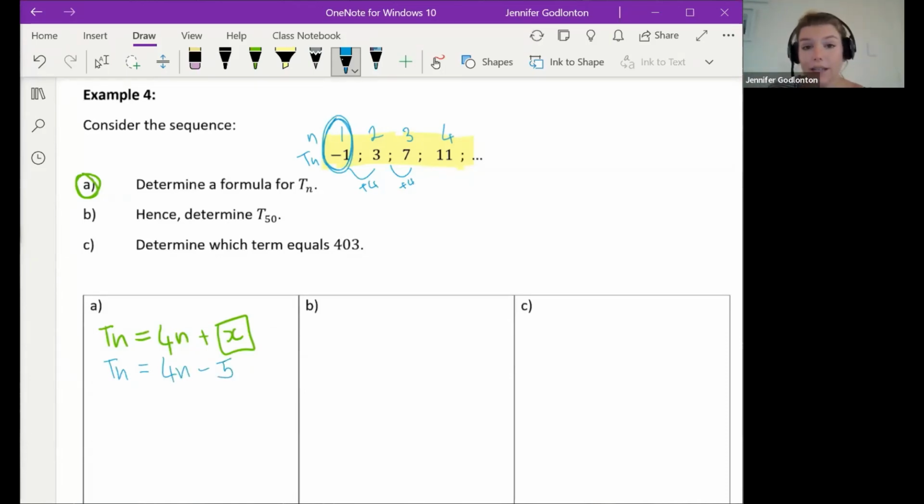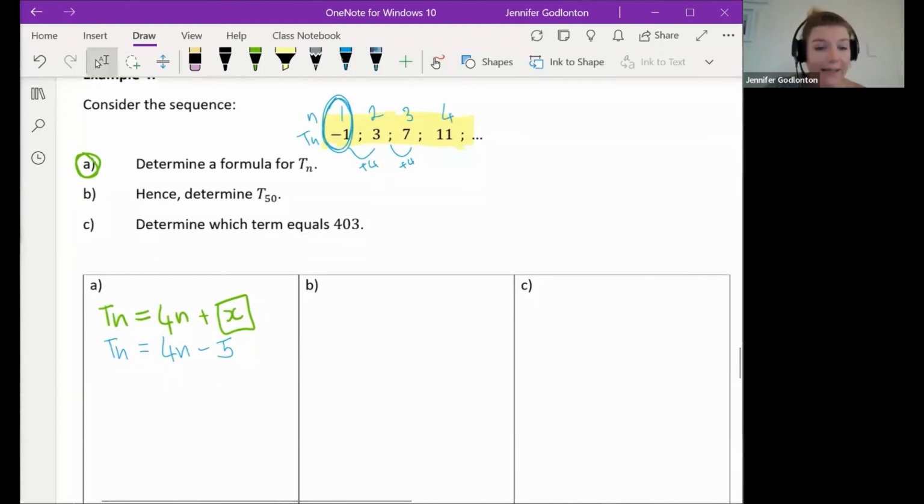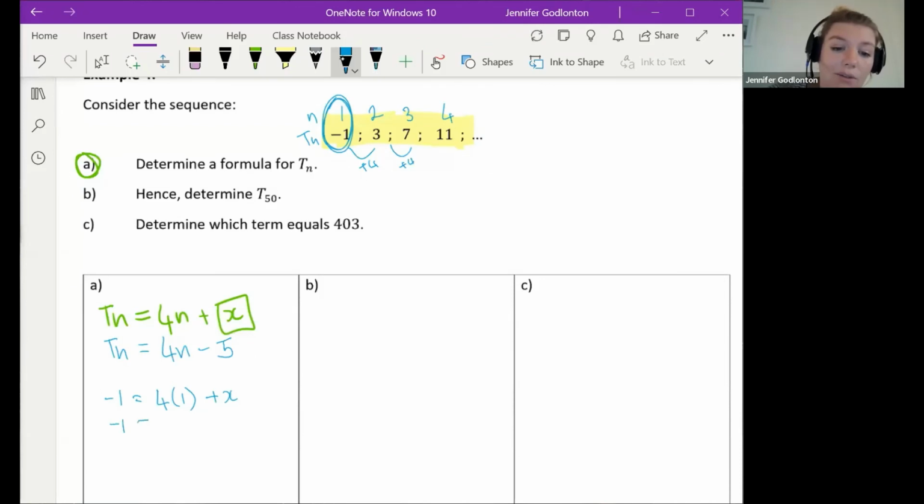If you struggled getting to that -5, write it out like I showed you just now. Your Tn is -1, your n is 1, and we're trying to figure out what x is. So -1 is equal to 4 plus x. -1 minus 4 is equal to x, which means x is equal to -5.